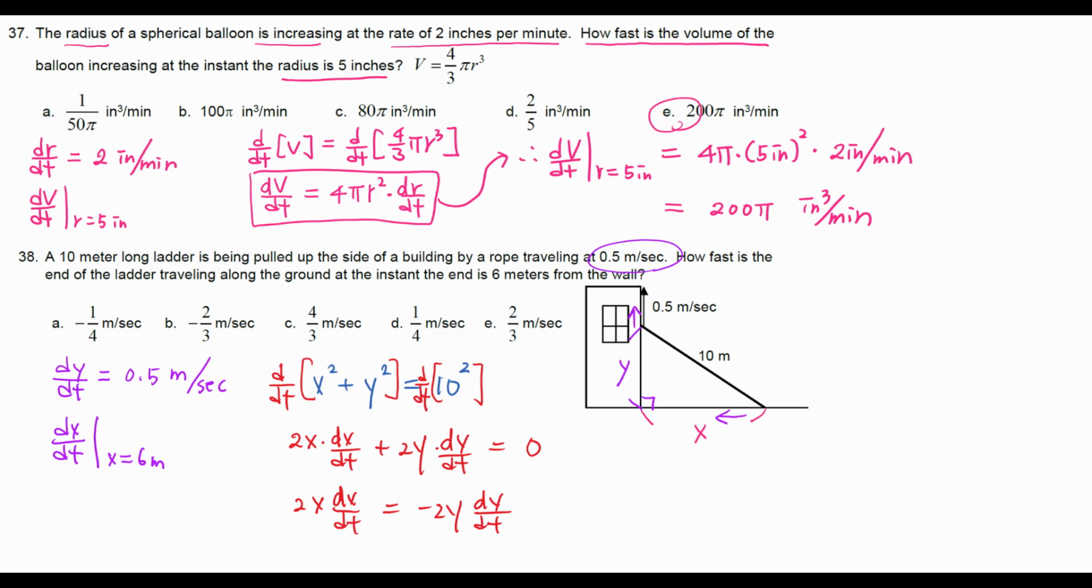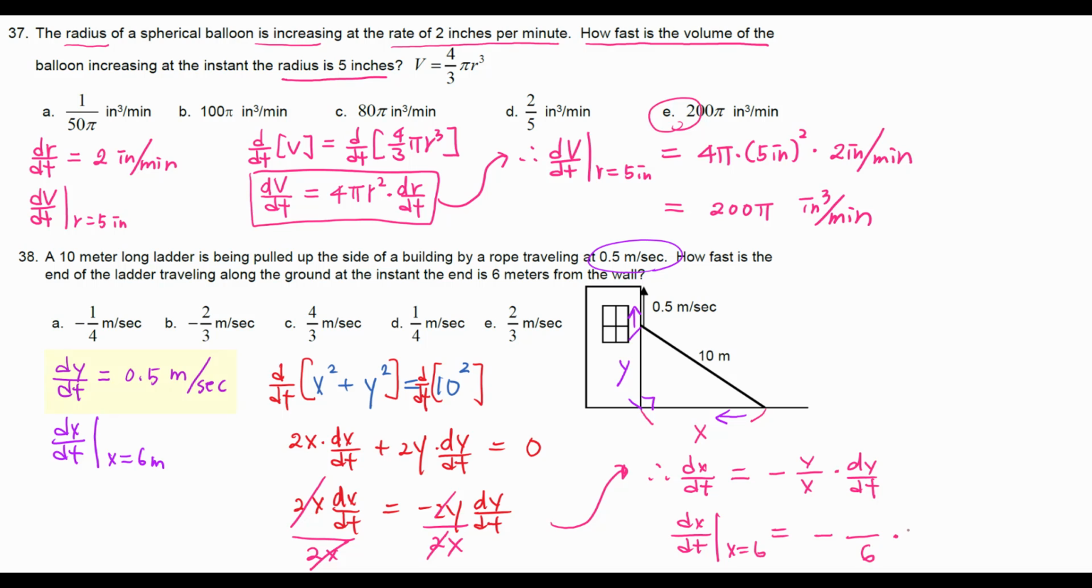And then I'm going to divide both sides by 2x. Then dx/dt is equal to, the 2's get canceled, negative y over x times dy/dt. And now you can evaluate at x equals 6. So dx/dt at x equals 6 is negative, x equals 6, dy/dt was given, it was 0.5. Oh, I don't have a y though, right? So what do you do? You need to go back to the original equation of x and y.